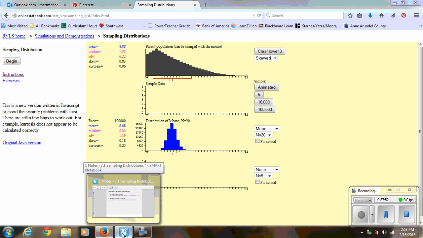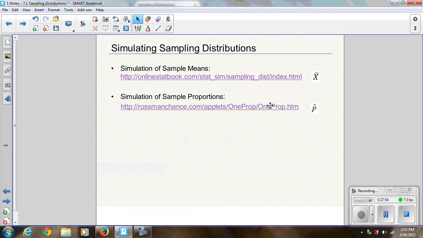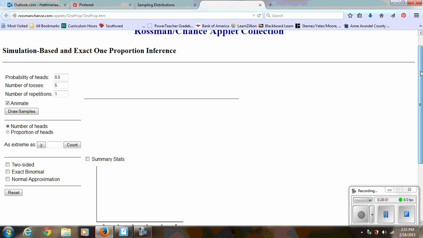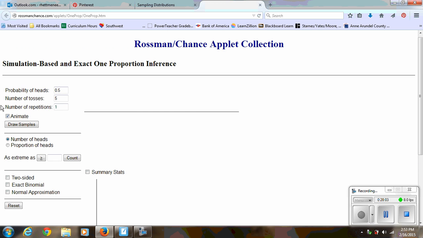Okay, so that's if we're dealing with means. We also have simulation for sampling proportions, and you've sort of already seen this in one of the activities that we did with the normal approximation of the binomial. So this is a binomial scenario.